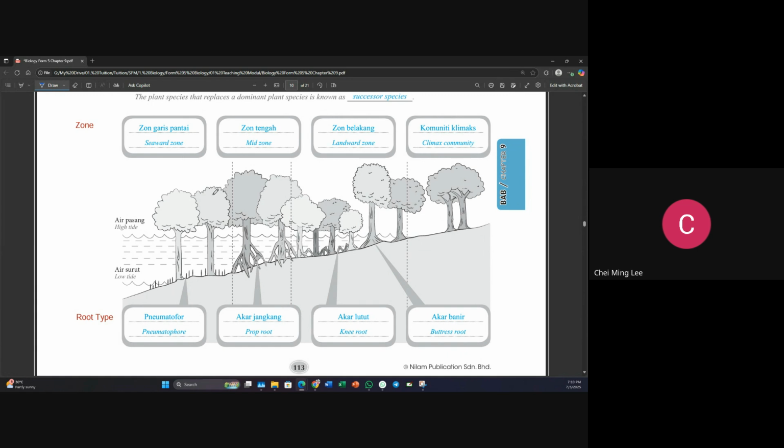Understand? So at first the seaward zone, the first seaward zone, comes here. Then after some time, the mid zone comes in, the prop roots one. So now here becomes the new seaward zone. Then this one becomes the landward zone, this one becomes the mid zone. Now the pioneer goes here. This one becomes the new seaward zone. Can you understand?